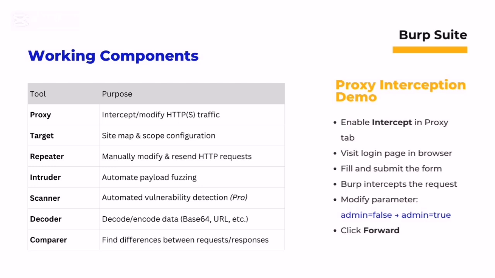Here is a simple example of how interception works using the proxy. First, enable intercept in Burp, then fill out and submit a login form in your browser. Burp captures the request. You can now modify parameters, for example, changing admin=false to admin=true. Then forward the request to see how the server responds. This is useful for finding issues like authentication bypass.